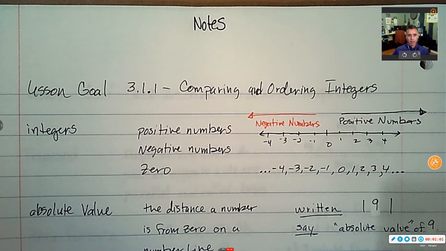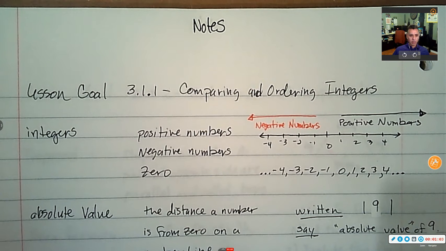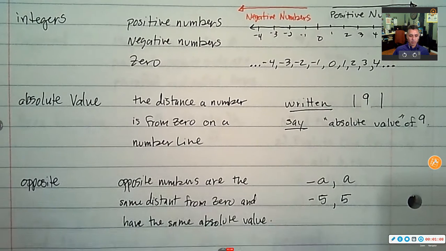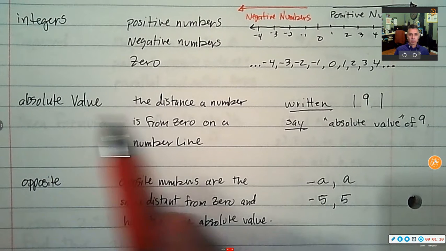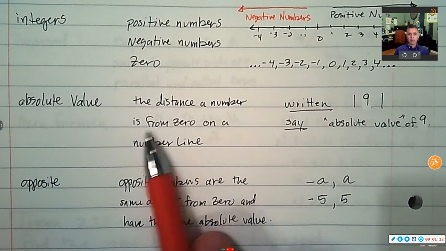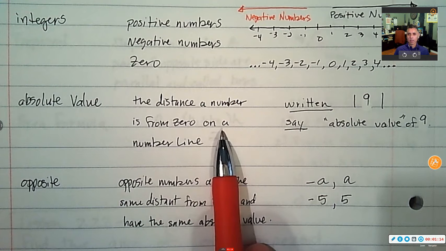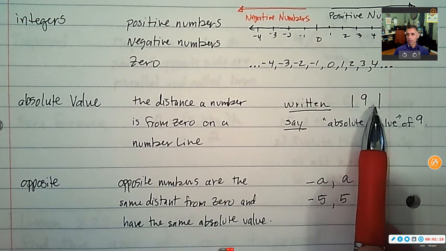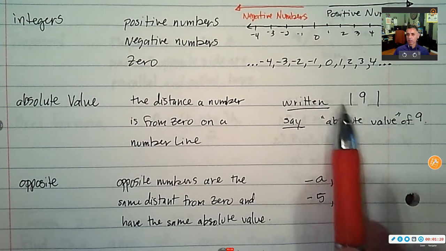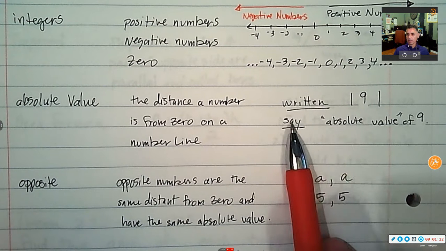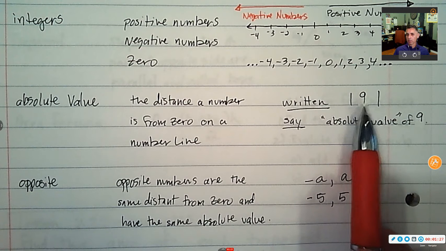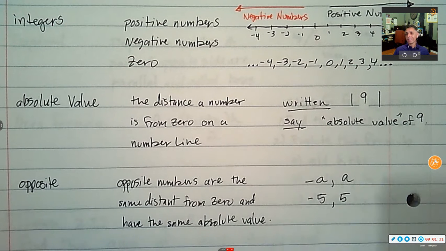Copy that. And then also that goes along with integers. We have absolute value. Absolute value, that's the distance a number is from zero on a number line. The way it's written, it looks like a 9 with bars around it, and the way we say it is absolute value of 9. That's how that's pronounced. And what we're looking for is the distance 9 is from 0.